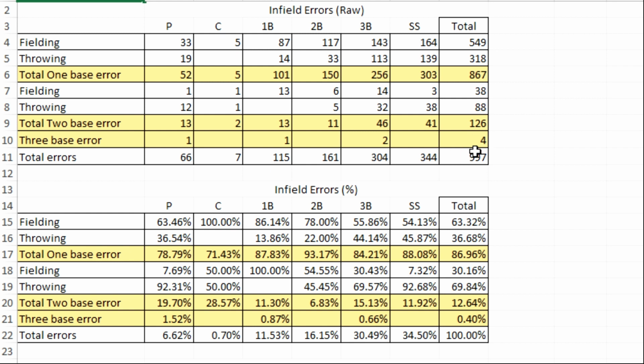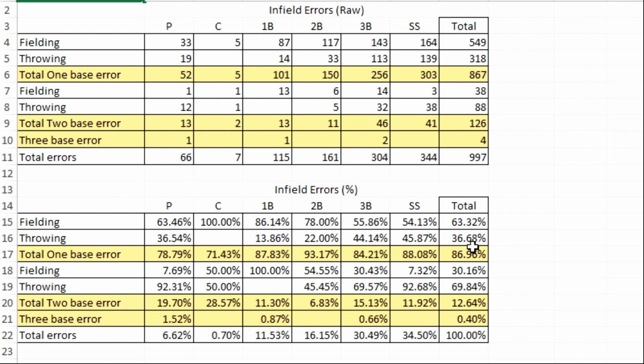Again, there were other errors that took place this year, even by infielders, but some of those took place in the midst of another play being made. So as we can see here, just by the percentage breakdown, 2/3 of the one base errors are fielding errors, and the other third are the throwing errors.